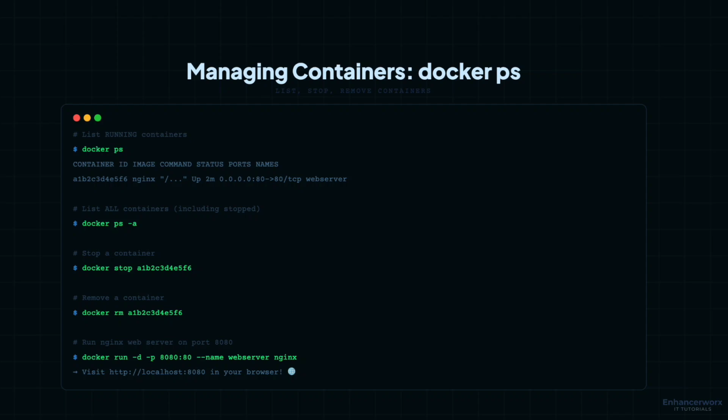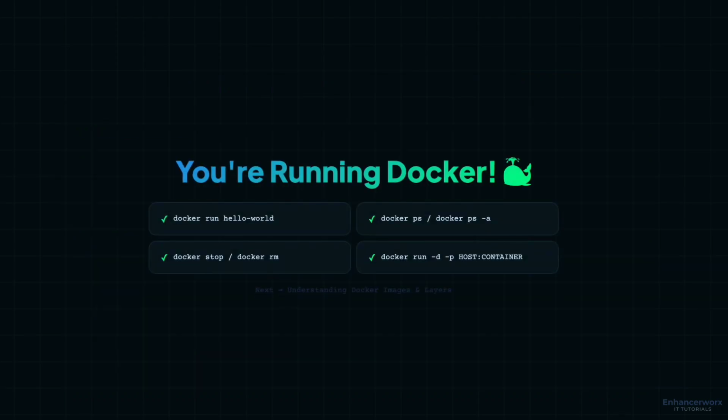Summary: you've installed Docker and learned the core commands. docker run to start, docker ps to list, docker stop to stop, docker rm to remove. Next, we'll deep dive into Docker images and how the layer system works.